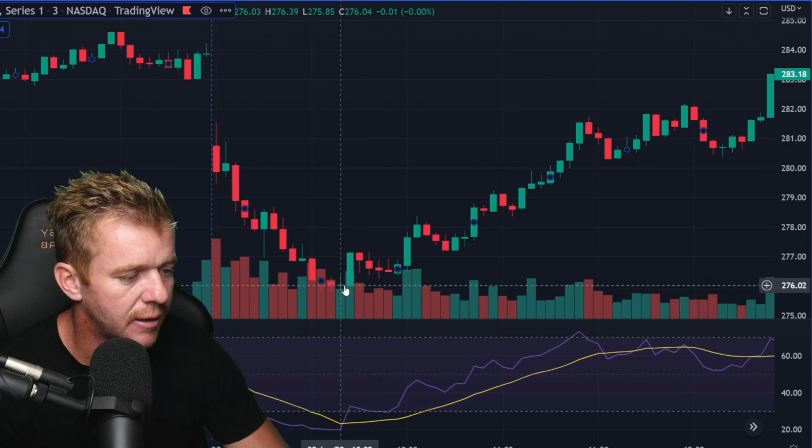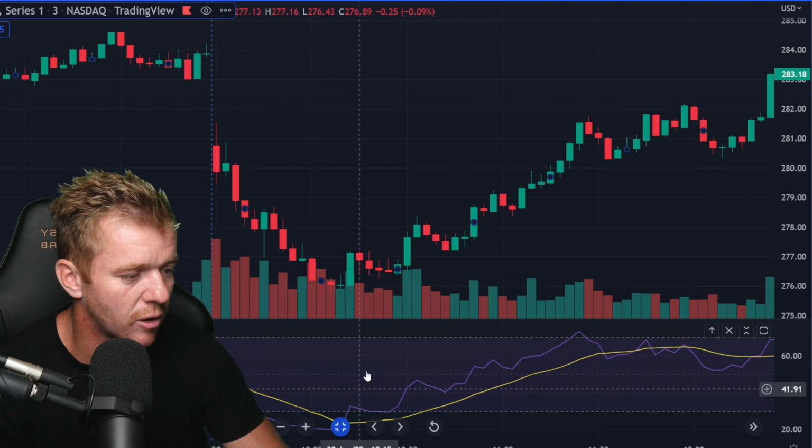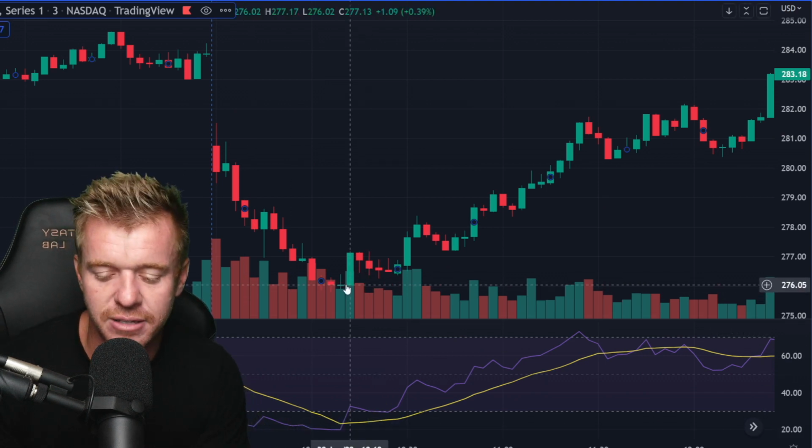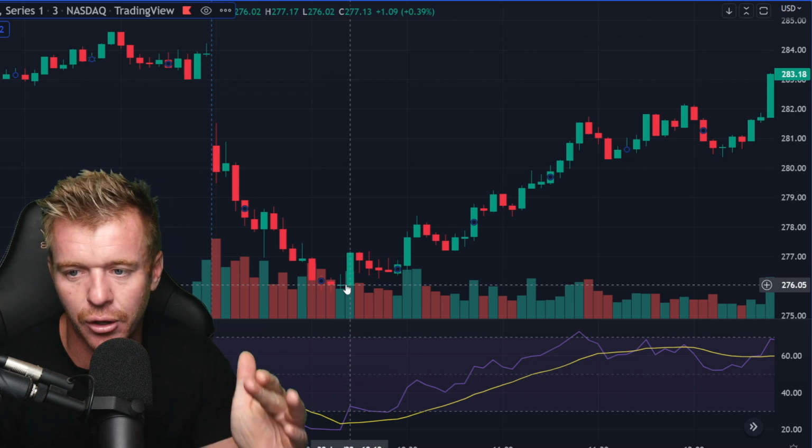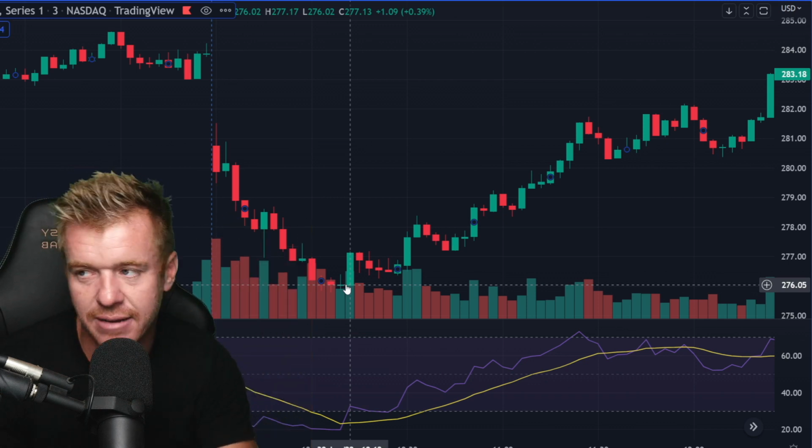Same thing the other day. This was like 30 minutes. You can see the RSI was pretty low. But again, guys, we're adding up multiple indicators, right? We're not just buying because the RSI is at a low. We're not just selling because the RSI is at a high.